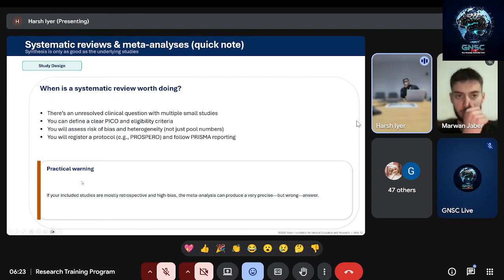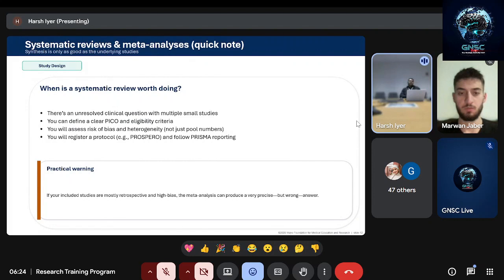And then we come to systematic reviews and meta-analyses. Systematic reviews and meta-analyses follow the PICO protocol. You have to have a question. You decide whether you have enough data. Is there an unresolved clinical question with multiple small studies? You can define a clear PICO and eligibility criteria. You will assess the risk of bias and heterogeneity, not just pool numbers together. You will register a protocol on PROSPERO, which is a very good methodology to follow. You follow the PRISMA reporting guidelines.